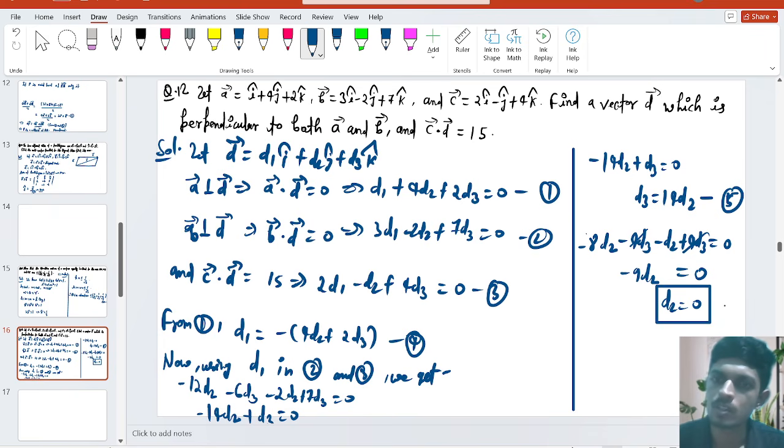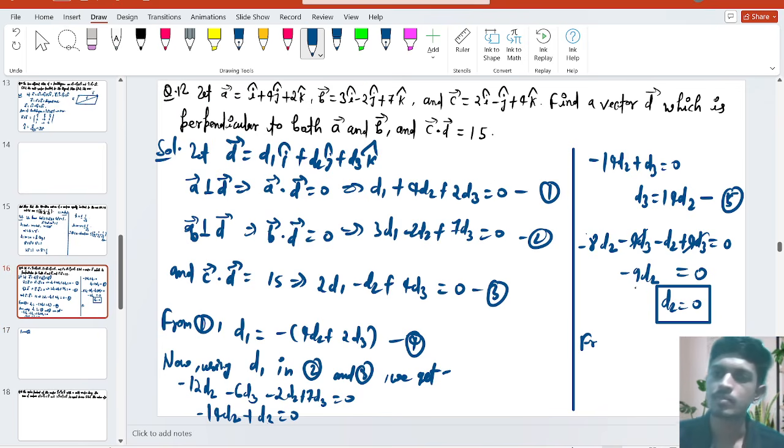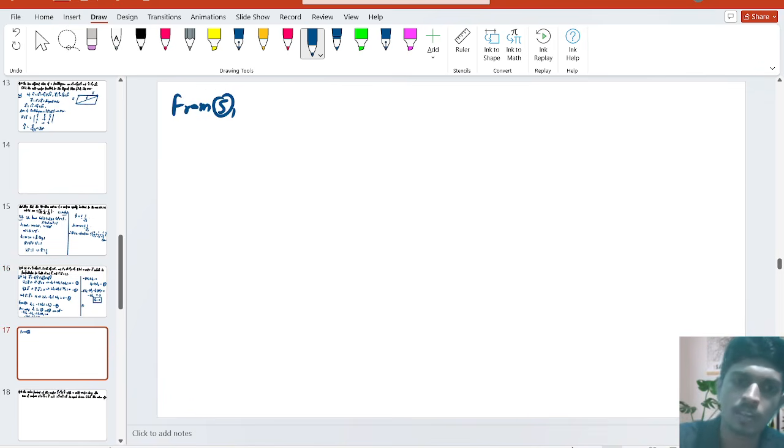Okay, so from 5, you get simply, 14 D2, D3 is equal to what? D3 is equal to 14 D2, and so D3 becomes 0.